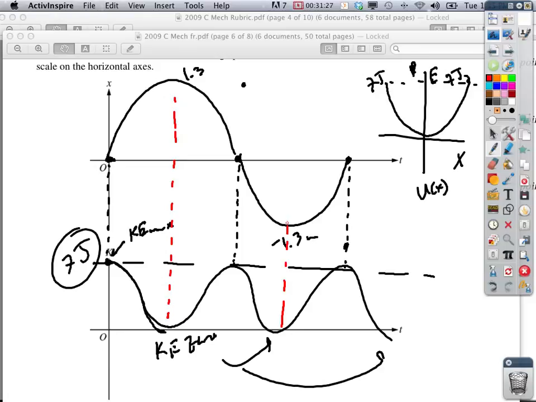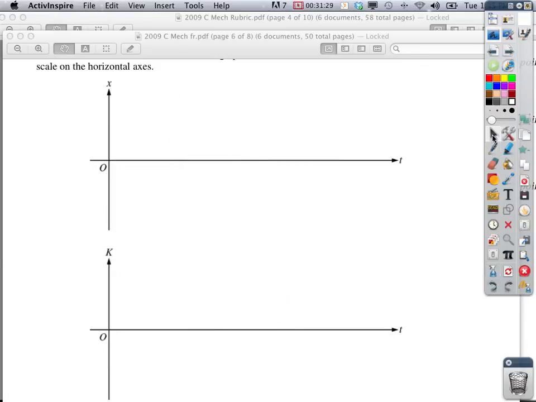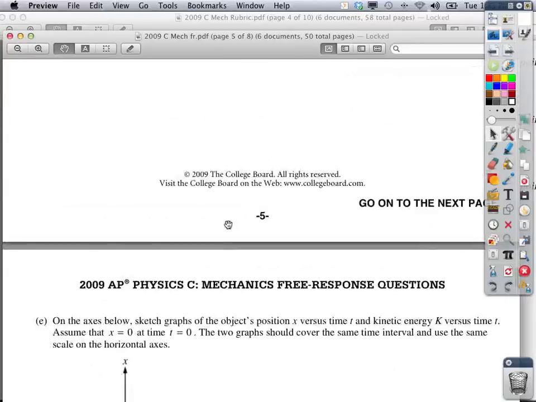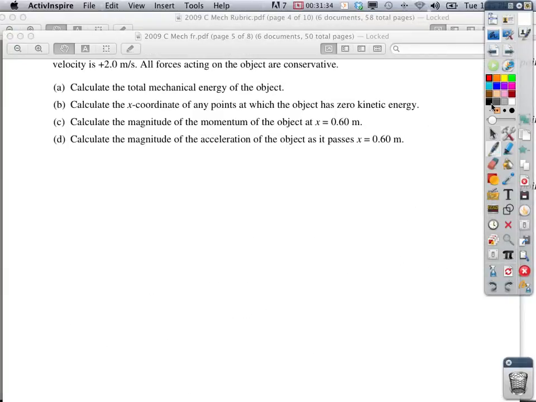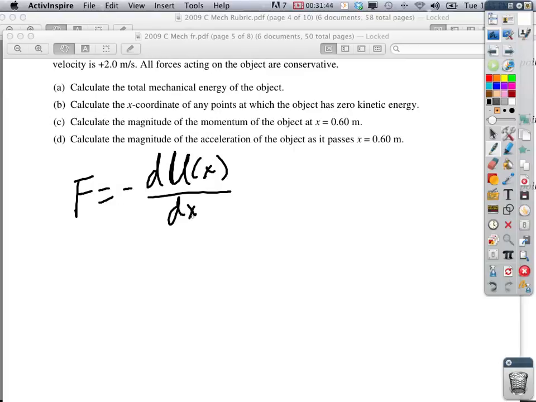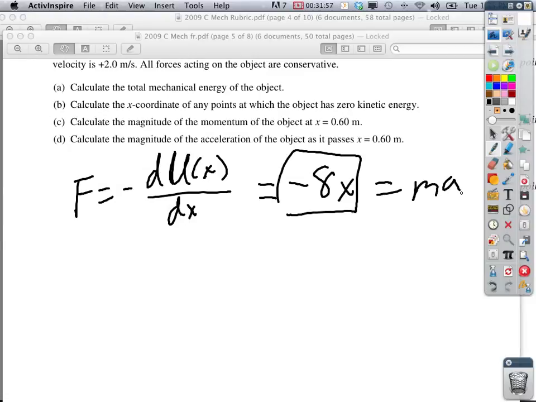Okay, I think we're okay with this now. This one works. Good discussion there. We'll go back to this. So if you take the derivative of 4x squared, you get negative 8x, and then this negative 8x equals ma. Then you can just plug it in and get the acceleration.